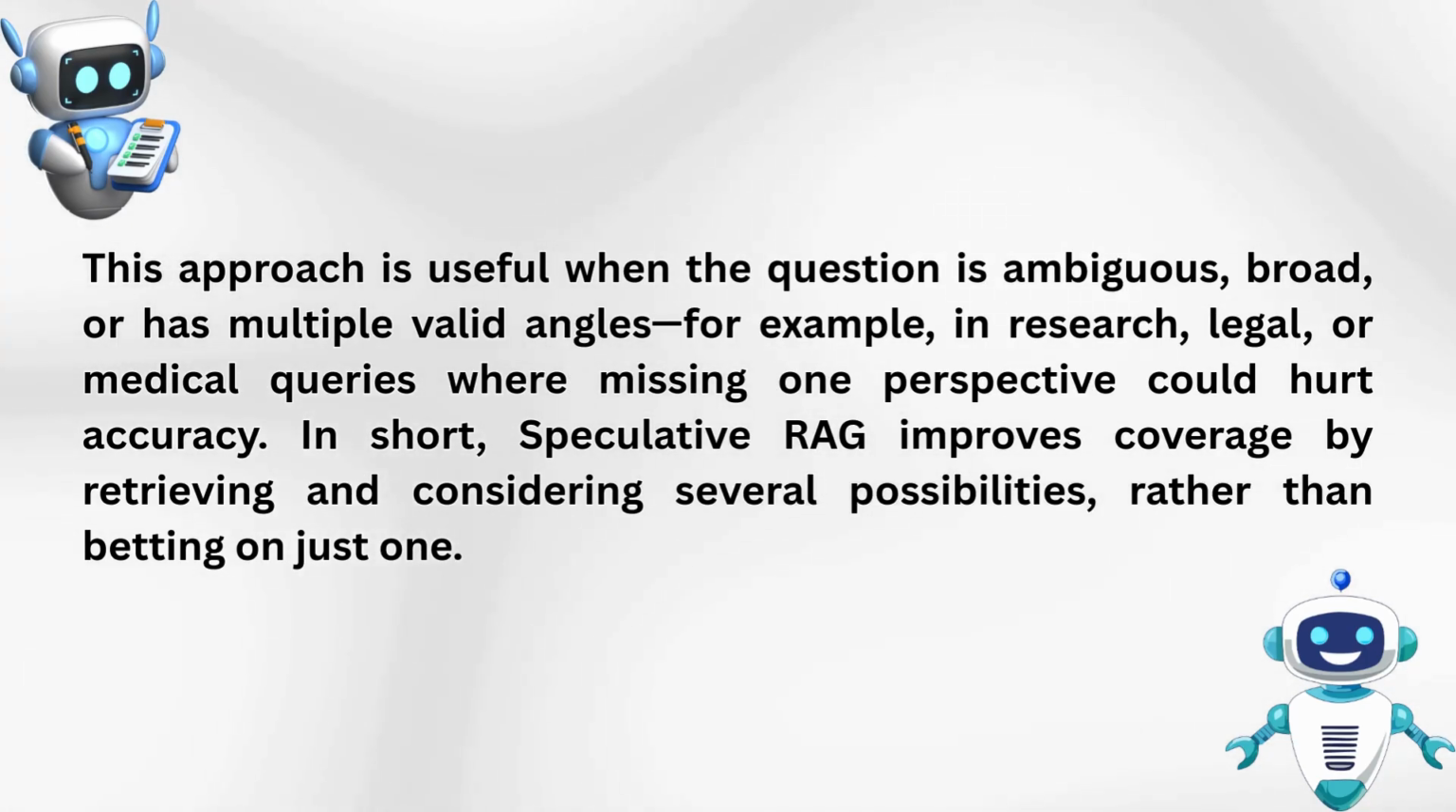This approach is useful when the question is ambiguous, broad, or has multiple valid angles. For example, in research, legal, or medical queries, where missing one perspective could hurt accuracy. In short, speculative RAG improves coverage by retrieving and considering several possibilities, rather than betting on just one.